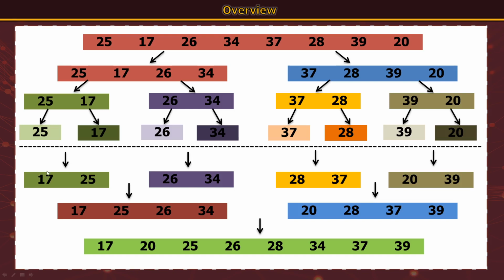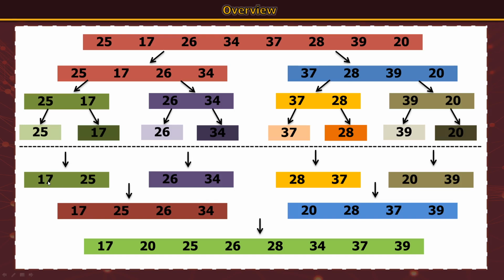Phase 2 takes, look here, the 25 and the 17, and it knows that 17 is less, so the 17 is placed first in this list and the 25 is placed second. This is the same here. The 26 is less than the 34, so the 26 will come down, the 34 will come down. The same process here and here. We would then have 4 lists.